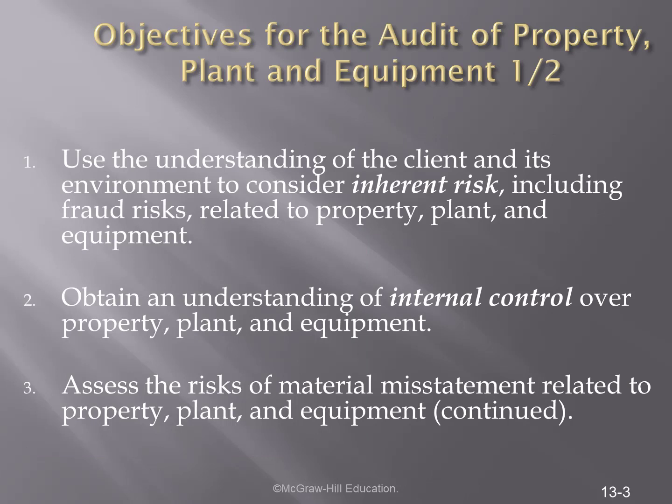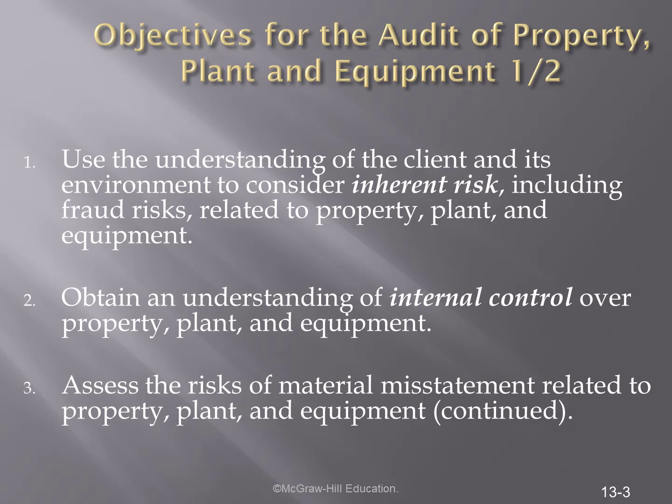The sequence of the audit follows the path that we've seen in other chapters. The initial step of our audit is to assess the risk of material misstatement. We do this first by understanding the client and its environment and consider the inherent risk, including the risk of fraud. We obtain an understanding of the internal control structure so that we might be able to understand the control risk. Based upon our assessment of the inherent and the control risk, we then assess the risk of material misstatement.